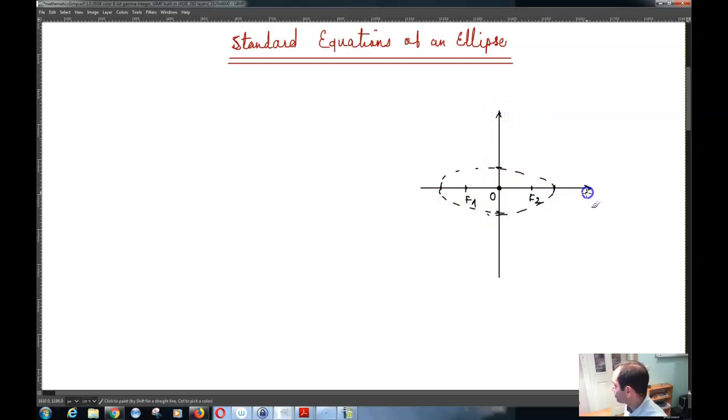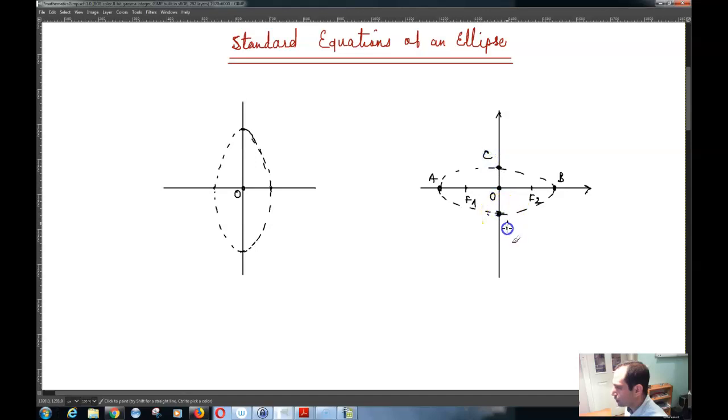We can also have this case over here, where the center of the coordinate system O is the center of the ellipse, but now the major axis is on the y-axis, and you would get your ellipse in this orientation. In this case you would have F1, F2, and you could call these points, the vertices, A and B, and these points C and D. The coordinates of these two points would be C, comma 0, and negative C, comma 0.